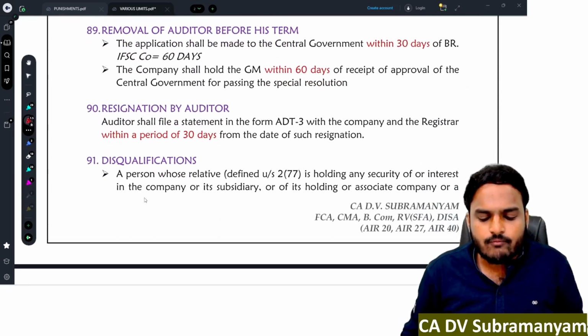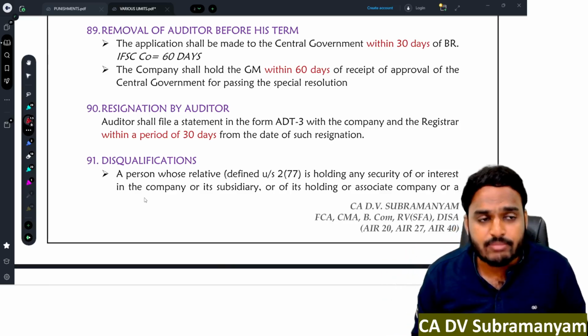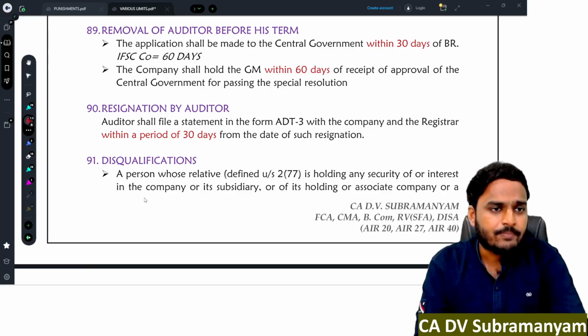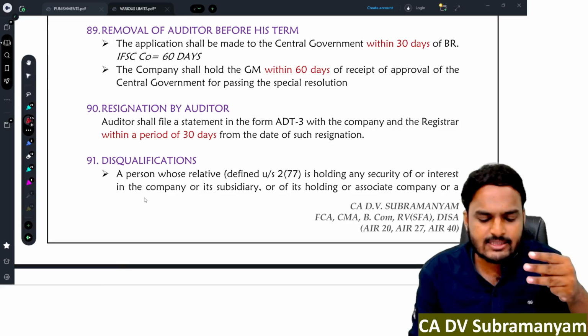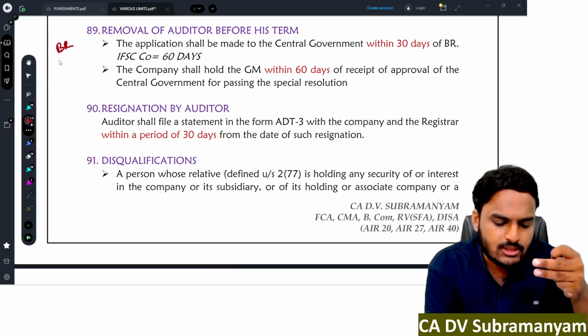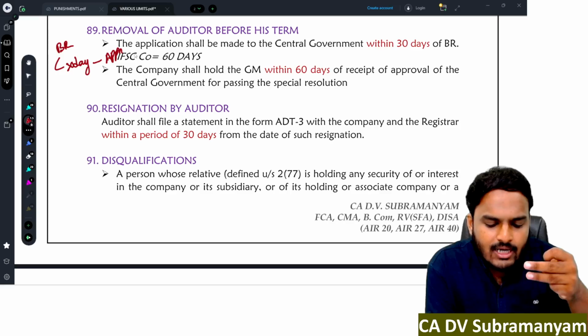Next one, removal of auditor before his term. This point was also tested in previous examination, I think for 4 marks. See, for removal of auditor, 3 compulsory conditions you need to satisfy. First, board resolution. Once board resolution is passed, within 30 days, file an application with CG.